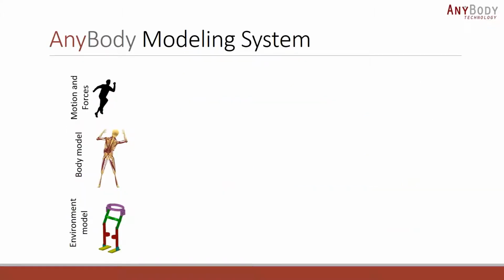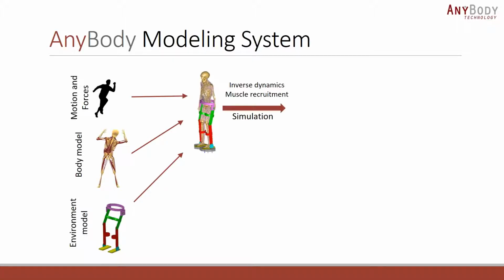A typical workflow when you work with the AnyBody modeling system would be something like this. You might have recorded motion from your labs, or forces. This could be from a MoCap experiment. And you might combine that with your own body models or body models which you take from our body model repository. And then you might also have some environment that you want to test out. This could be, as in this example, an exoskeleton. And you combine all of these things into a model in the AnyBody modeling system. And then you run the analysis on that model and the simulations.